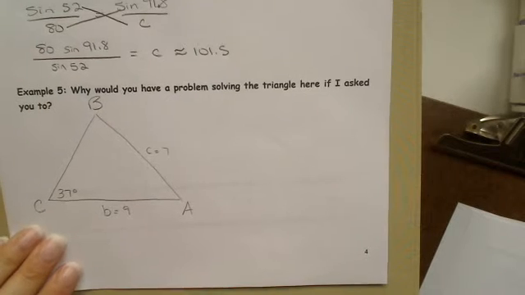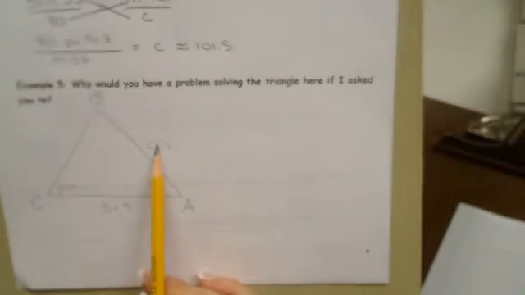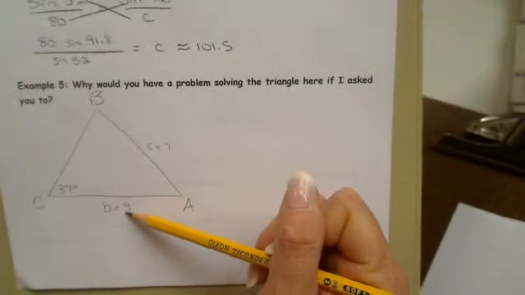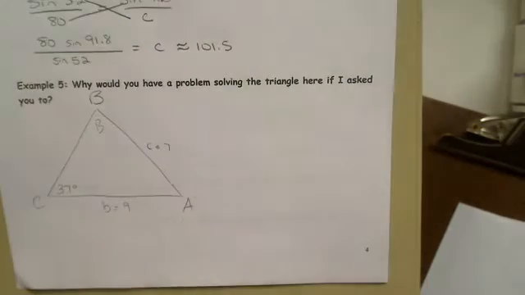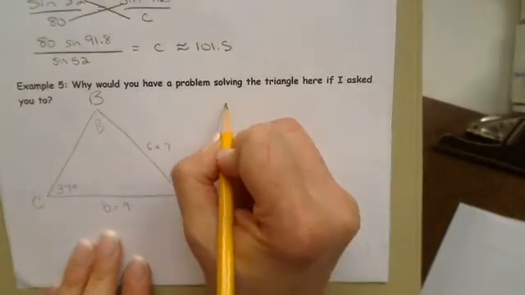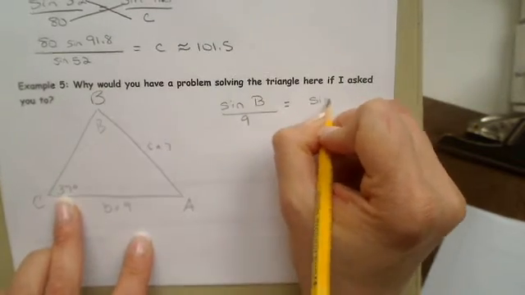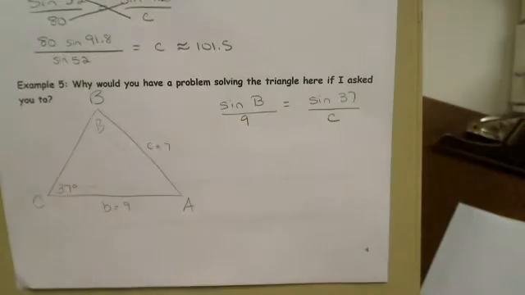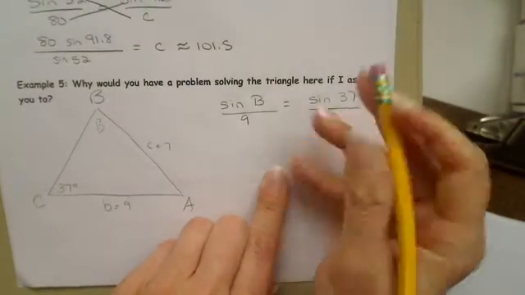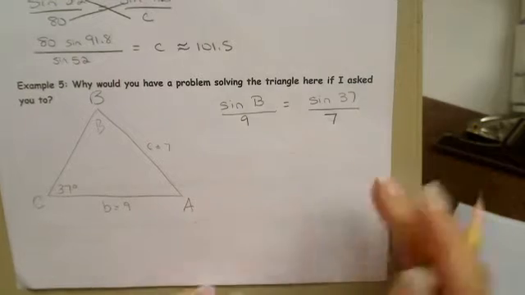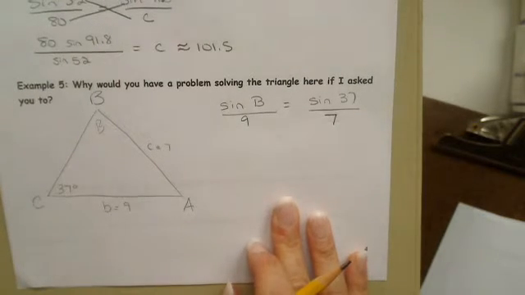Why would you have a problem solving the triangle here if I asked you to? Okay, so as soon as it stops being fuzzy, you can see you have a triangle. You have an angle and an opposite side. We could set up and solve for angle B. We could do a sine equation for that. Sine of B over 9 equals sine of 37 over C. So mechanically, and C is 7, we can set up a proportion with law of sines. The algebra will work. We can solve for B, but why do we have an issue doing this?